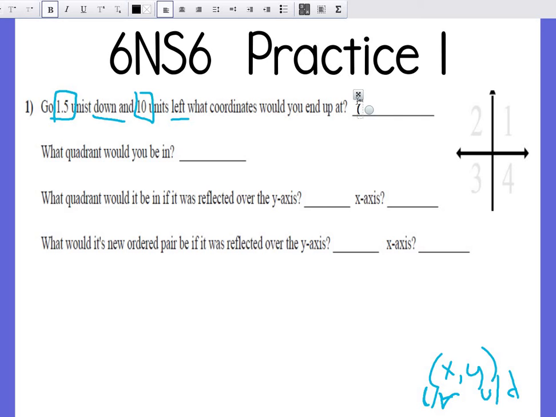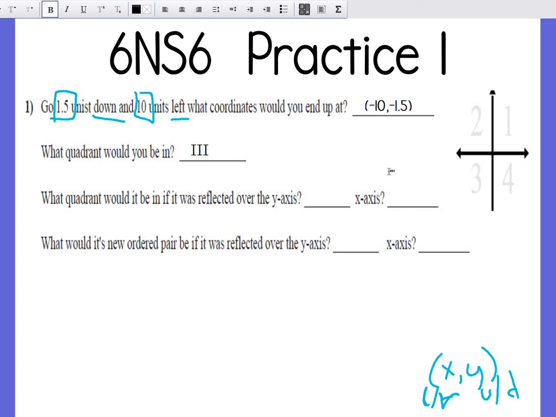But it's not the 1.5 that's listed first, it's the -10, because that is the left and right value. So I end up with the ordered pair -10, -1.5. And then when I look at where I end up on my grid or on my coordinate plane, again, we have to remember it goes counterclockwise. So I end up in 1, 2, 3. I'm in quadrant 3.